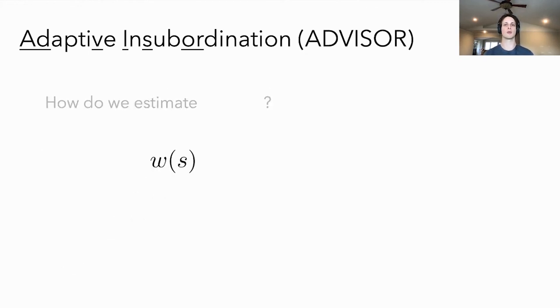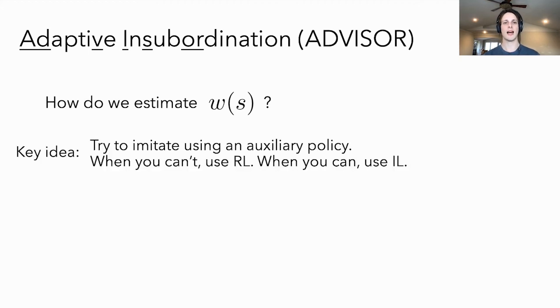This raises a critical question. How do we estimate this weight function W? Our solution to this question is to create an auxiliary policy which is used only during training. This auxiliary policy attempts to imitate the expert by using only IL losses. For states where the auxiliary policy is successful in imitating the expert, we set the weight function to be near 1, and when it fails, we set it to be near 0.